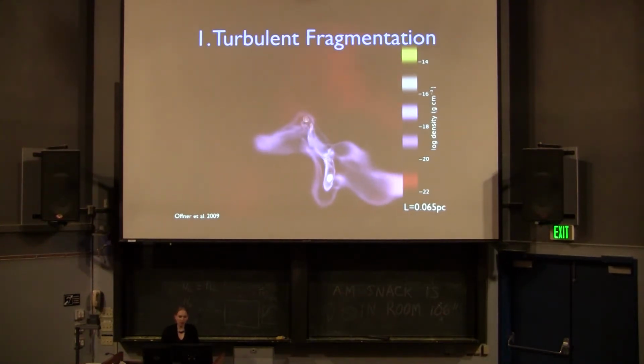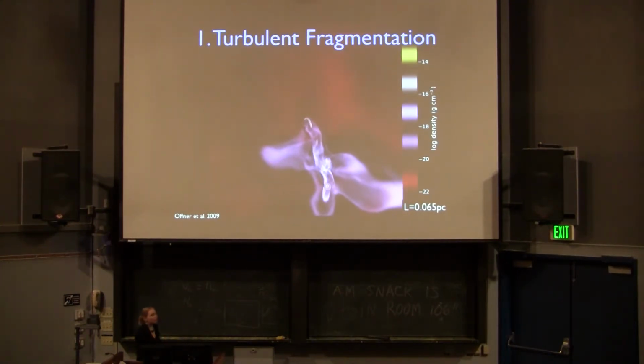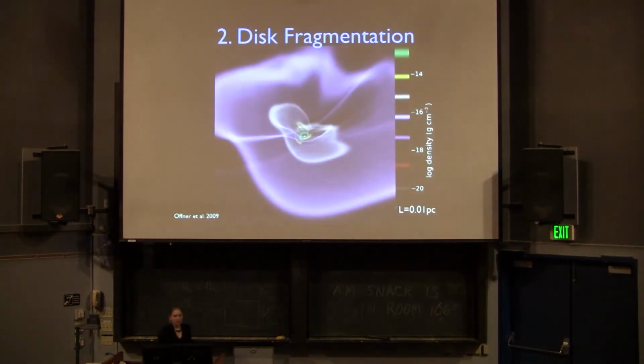So an example in the simulation might be something like this. We have a kind of messy filamentary structure that collapses into 3 objects. And I think in this case, the final result is one of these is not bound, but then 2 of them do actually converge and become bound. The second possibility is disk fragmentation.